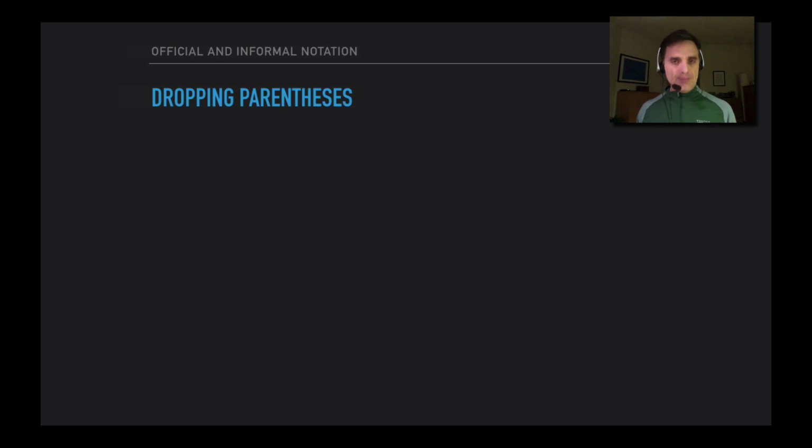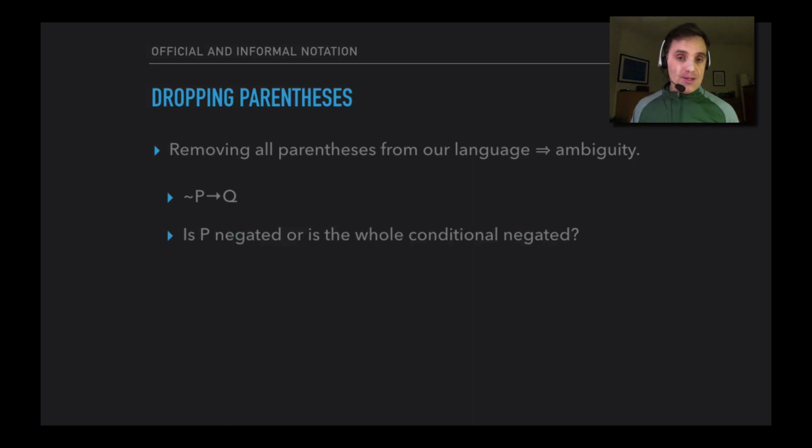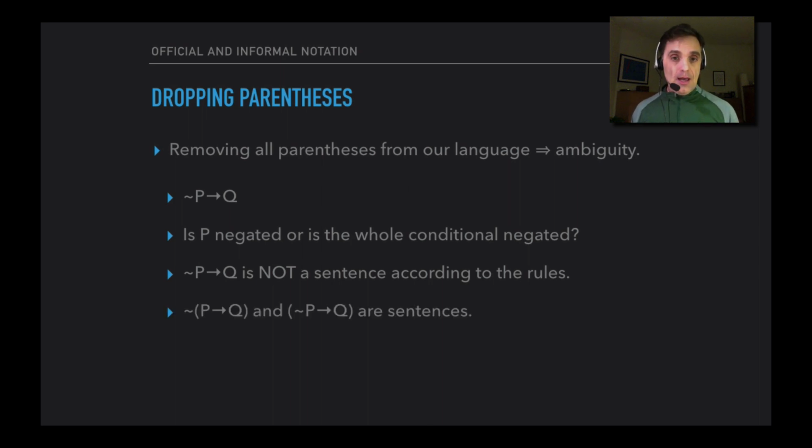So that's nice. Okay, we need the parentheses. They help to tell us whether a sentence is a conditional or a negation. We can't just remove all the parentheses from our language, otherwise our language would be ambiguous, because we'd have a symbol like negation P arrow Q, and this could be either a conditional or a negation if our language had no parentheses. Is P negated, or is the whole conditional negated? Who knows? It could be either. And so this thing is not a sentence according to the rules. Only the ones with the parentheses are sentences.